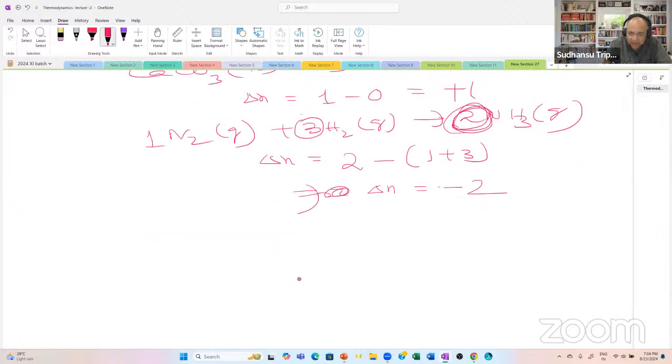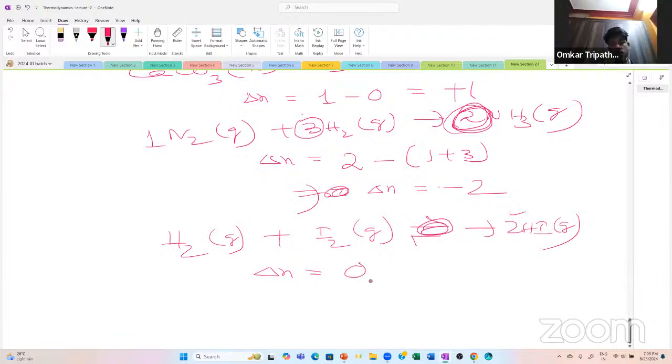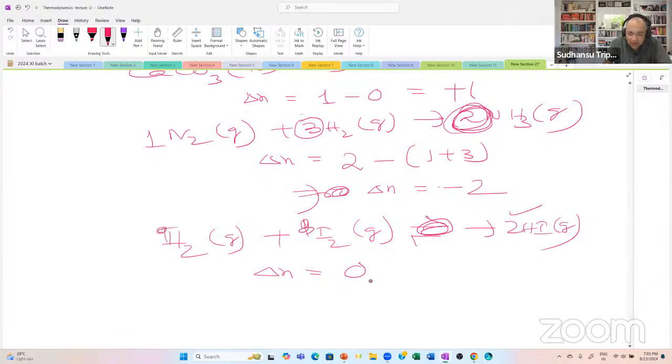And for example, this is the reaction H2 plus I2, both are gases, giving you 2HI. In this case, what is del N? It is 0. 2 minus 1 plus 1, 2. So it is 0. So del N is 0.